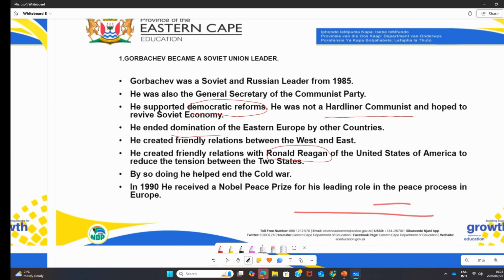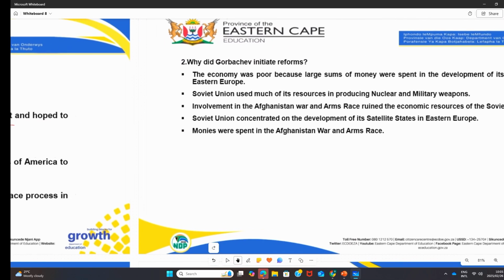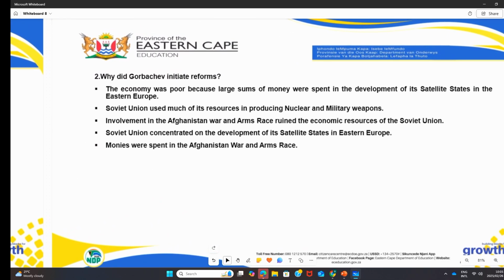Now, that earned him a lot, because as a person who believed in reforms, it means he was prepared to make some changes in the Soviet Union. Now, he decided to initiate reforms, to start reforms. Why? Because the economy was poor.